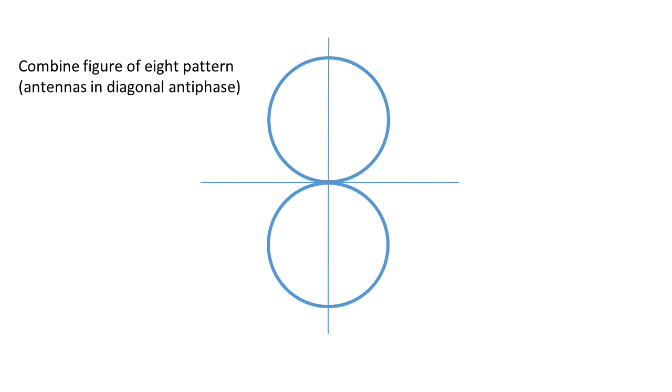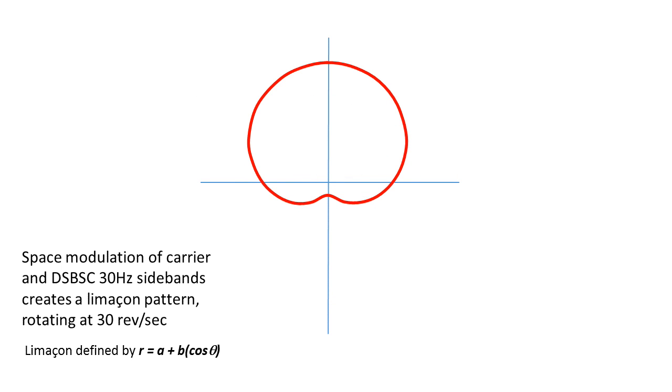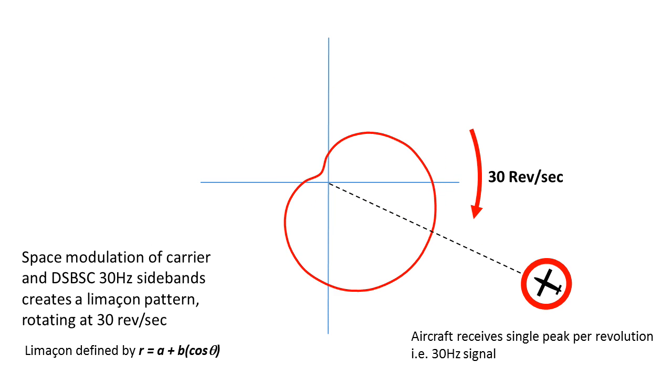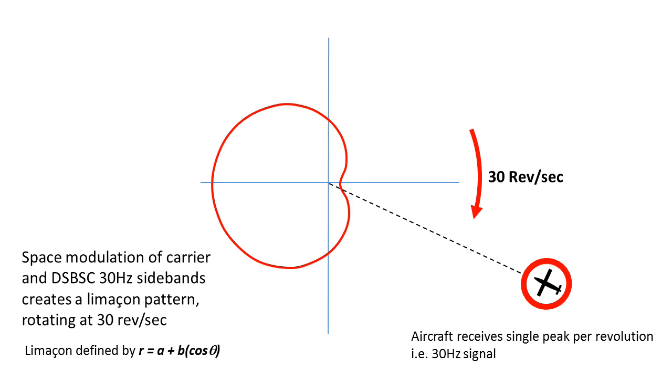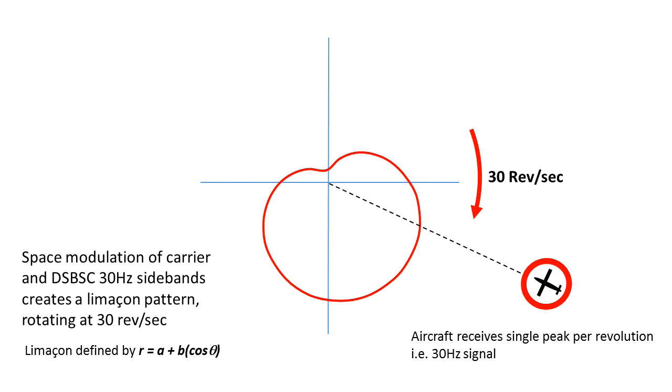However, if we consider that this figure of 8 pattern is combined in the far field with the omnidirectional carrier signal, by space modulation we get this radiation pattern. It's known as a limaçon. It has the form R equals A plus B cos theta. As this rotates, the variation in amplitude produces a sine wave at the rotation frequency of 30 Hz. You can see this has one maximum or peak level, so the resultant signal at the aircraft is a 30 Hz sine wave.